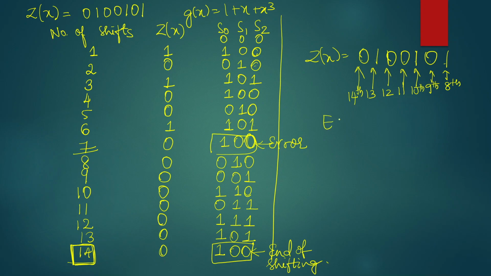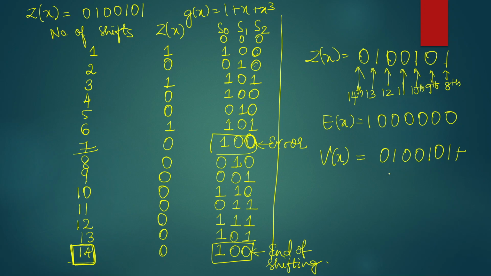So the error pattern can be written as 1 0 0 0 0 0 0. So the transmitted code word vector is 0 1 0 0 1 0 1 plus 1 followed by 6 zeros. So if you add, you're going to get 1 1 0 0 1 0 1. So this is your actual transmitted or valid code word vector.